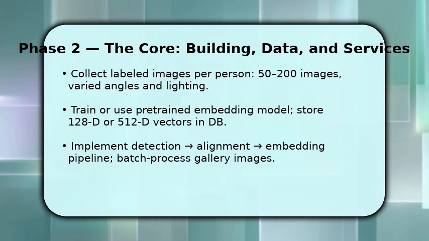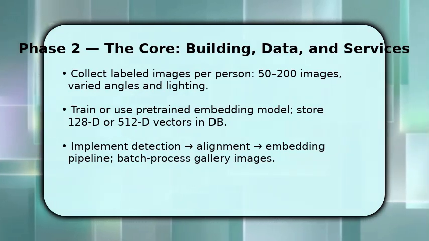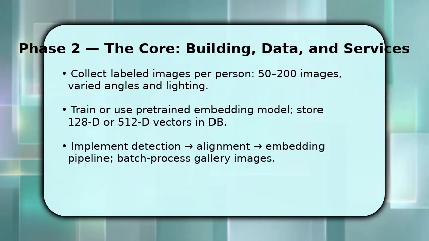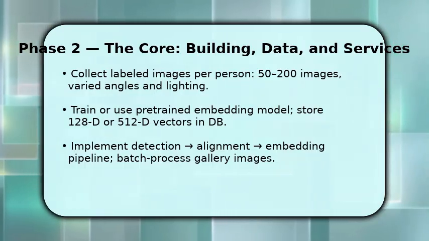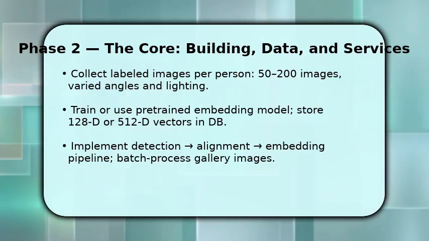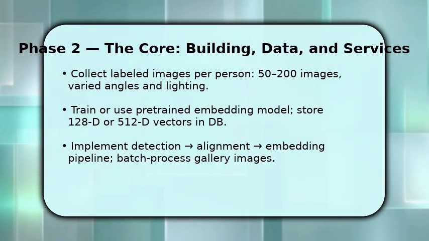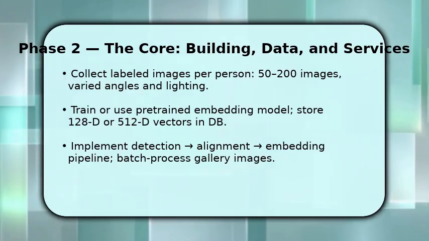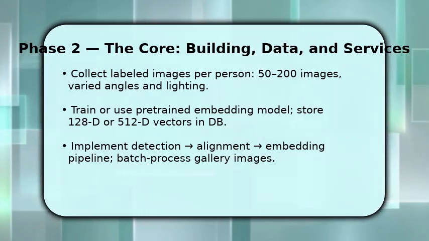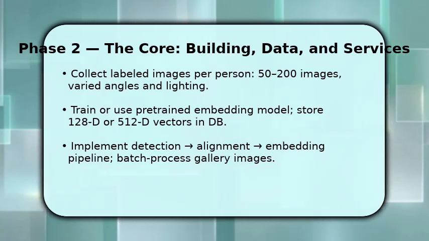You now build the middle, the data pipeline and model. First, collect diverse, labeled images, aim for 50 to 200 per subject so the model generalizes. Then choose a pre-trained embedding model or fine-tune one. Embeddings are typically 128 or 512 dimensions and enable fast matching.